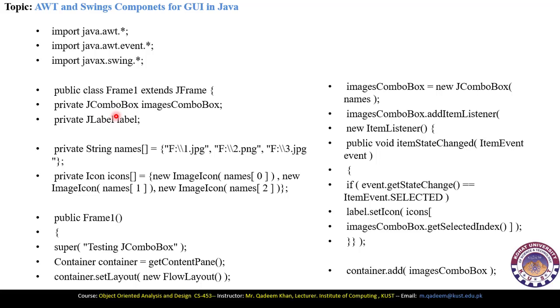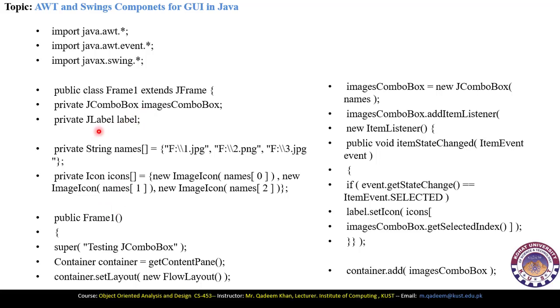Now we have our own class, that is Frame1. This is a public class and it is inherited from JFrame. Here we have private JComboBox imagesComboBox. So here JComboBox is the class, while imagesComboBox is the instance of this class. But it is just a declaration, it is not instantiated, because later on we will instantiate it here.